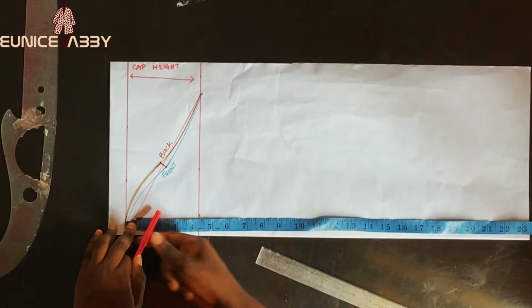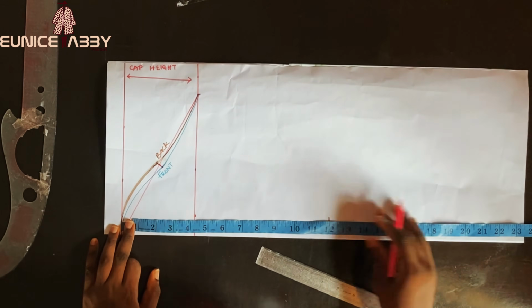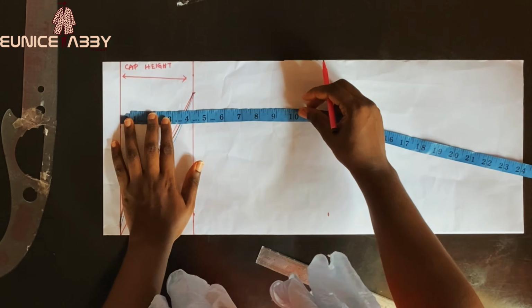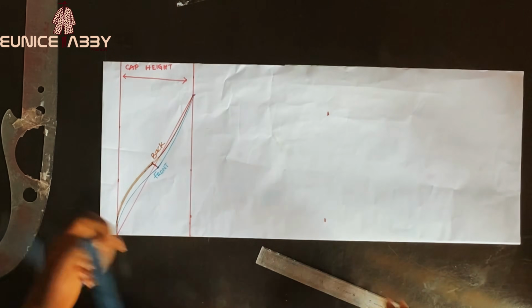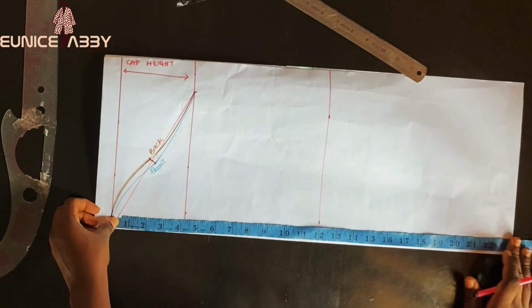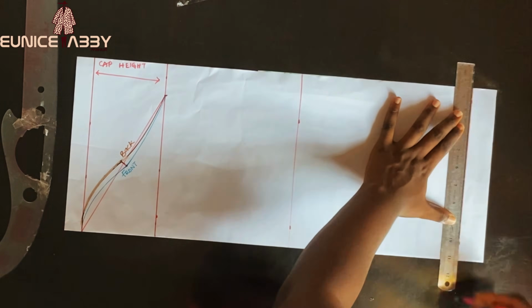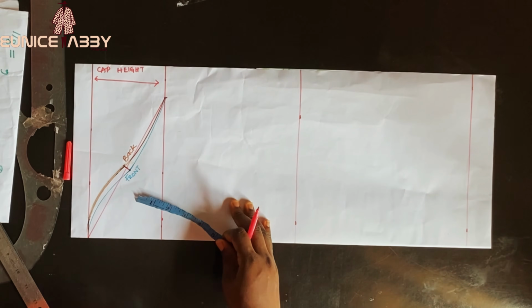Okay, the next thing I did was to measure from the shoulder to my elbow. My shoulder to elbow is 12 inches, which I marked and connected to form a straight line. The next thing I did was to measure from my shoulder to my wrist, which is 22 inches, and that is where I want my sleeve to stop, so I connected the point as well.